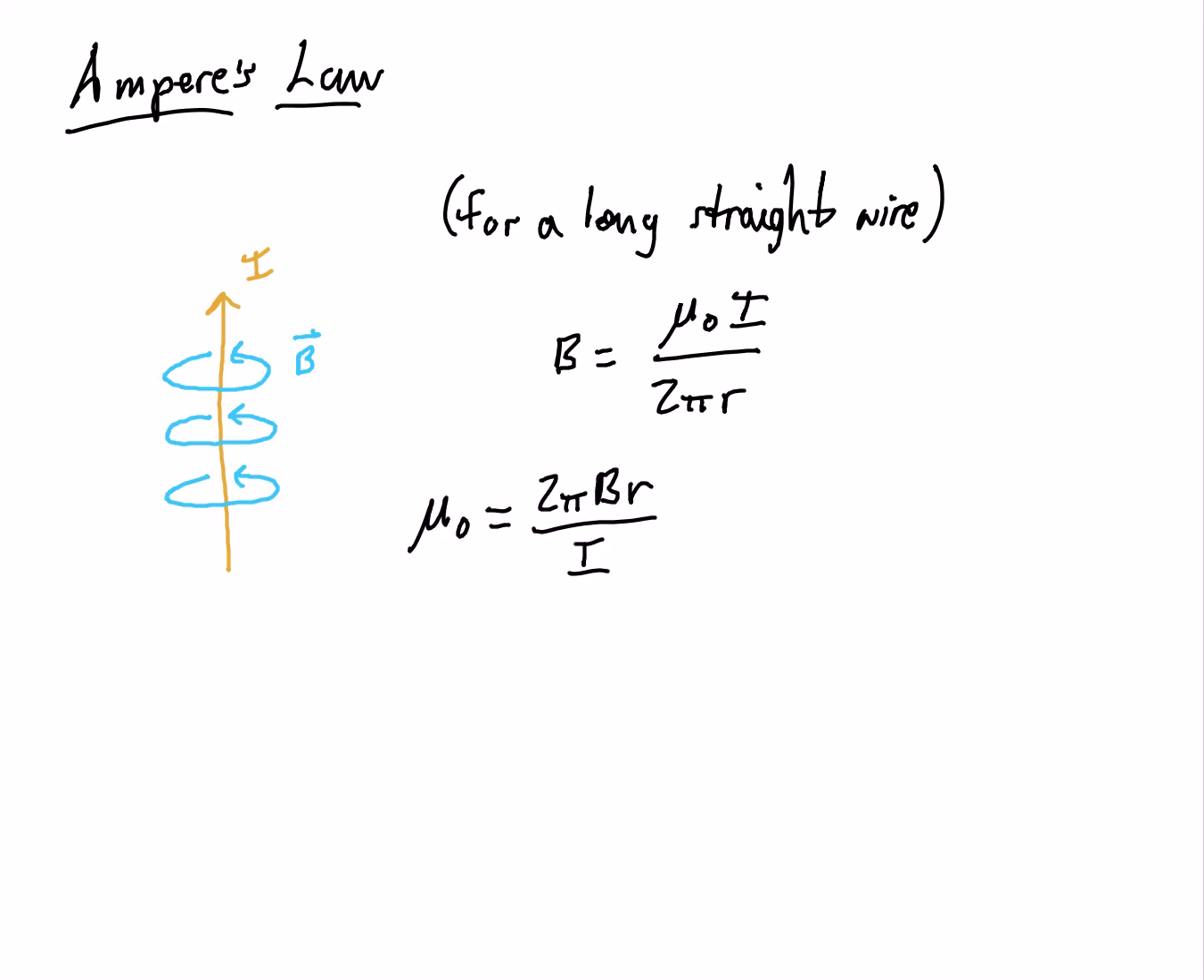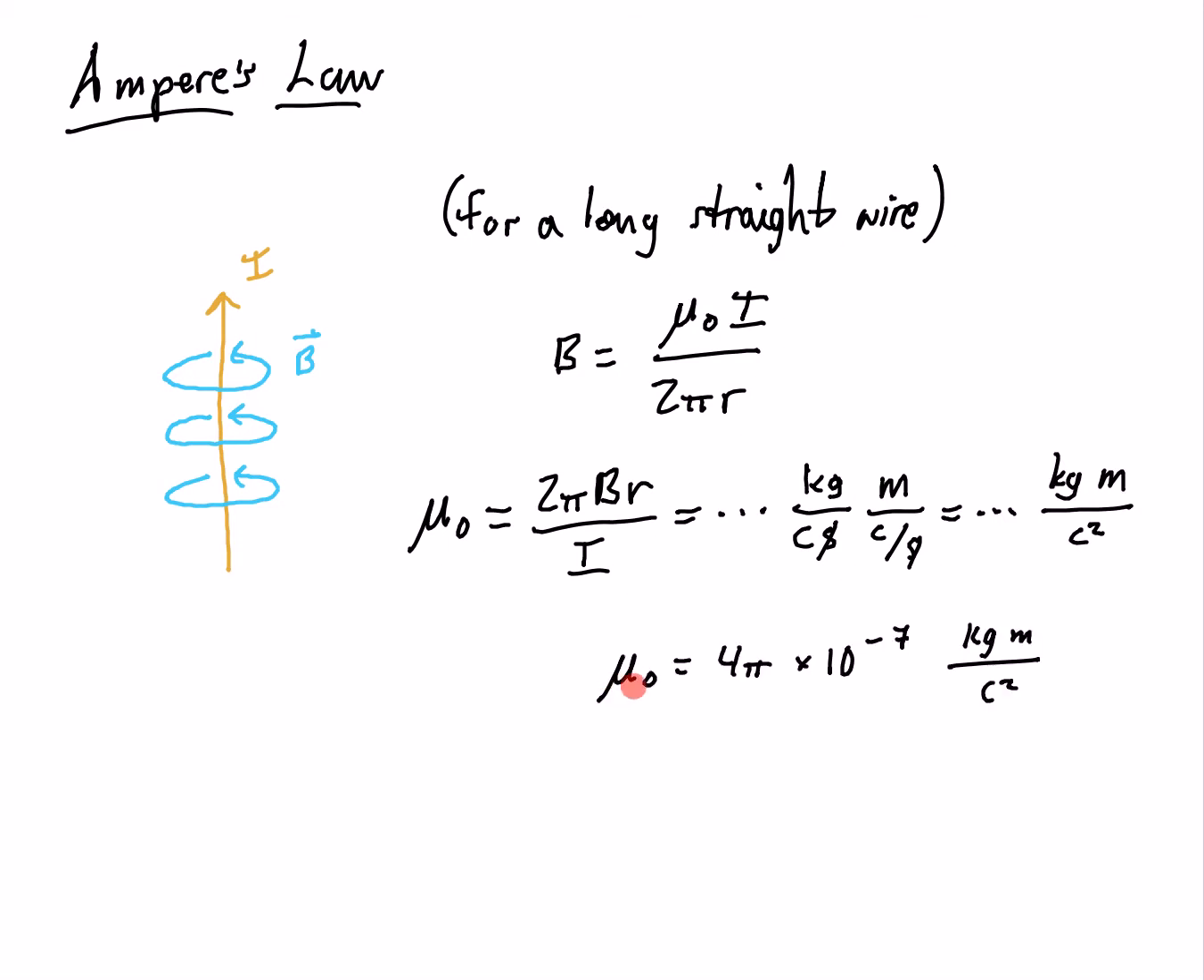Now mu naught is a constant. We can learn its units by solving for it. Recall that magnetic field B has units of Tesla, which is a shorthand for kilogram per coulomb second. Radius is in meters, and the current on the bottom, current is amps or coulombs per second. The seconds cancel, leaving the units as kilogram meter per coulomb squared.